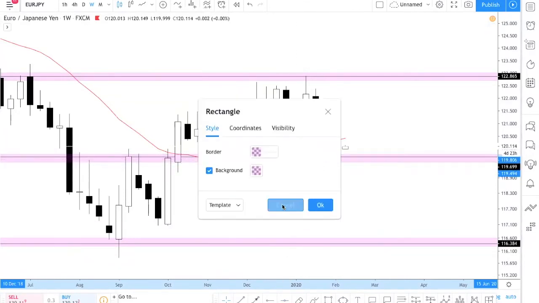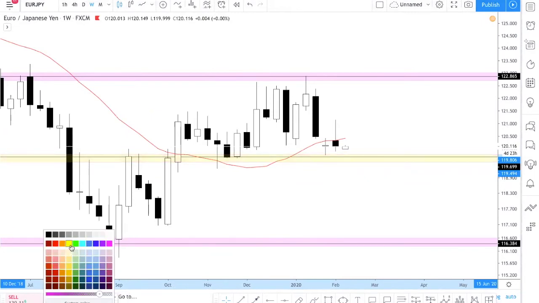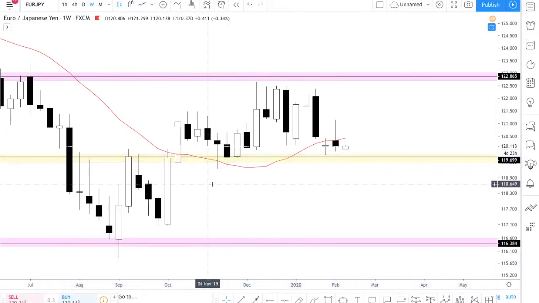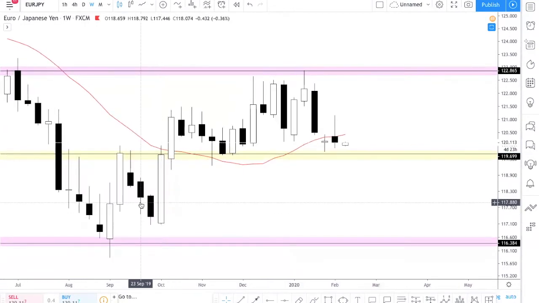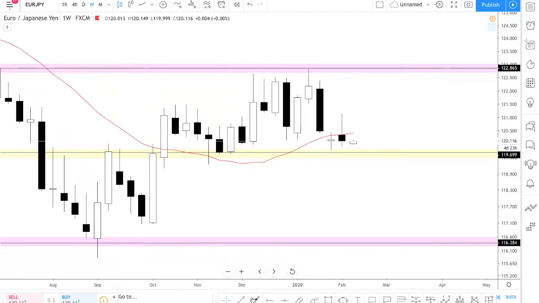Go ahead and just fix this color. All right, beautiful. So again, last thing we were looking at the highs and the lows. We can see we're creating higher high, higher low, higher high, higher low.